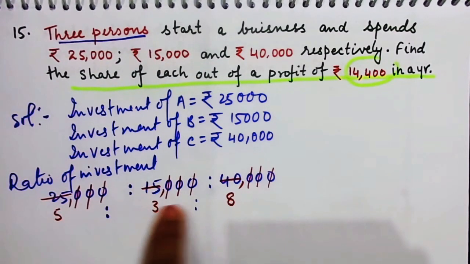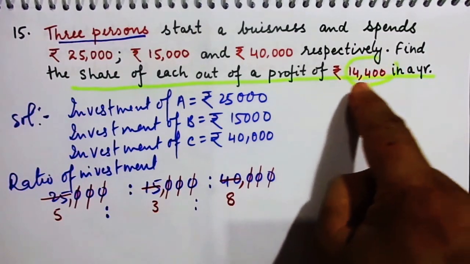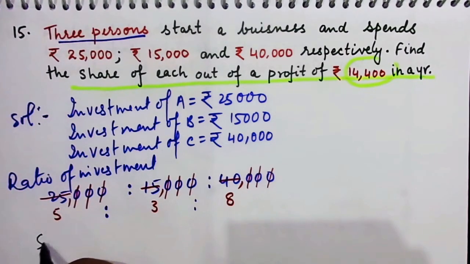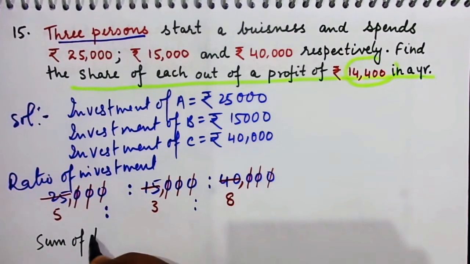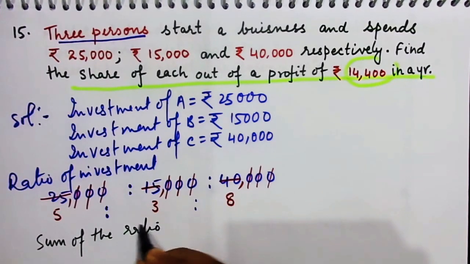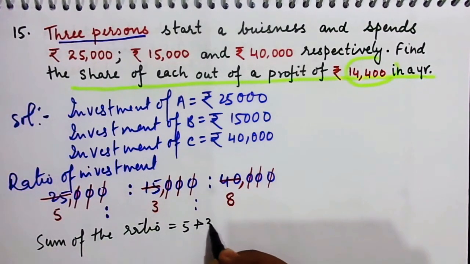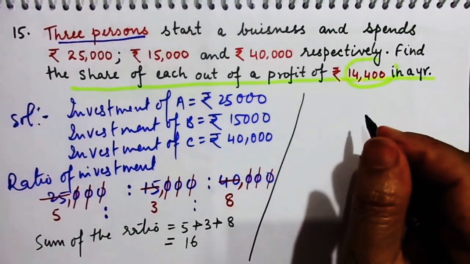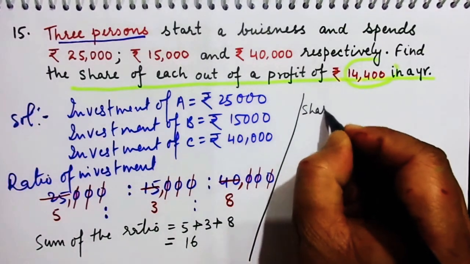Now, when you have got the ratio, then you can easily divide 14400 in this ratio by the old traditional method. And what was the old traditional method? Sum of the ratio is equal to 5 plus 3 plus 8, which is equal to 16. Therefore, can't you find the share of each? Of course you can find.